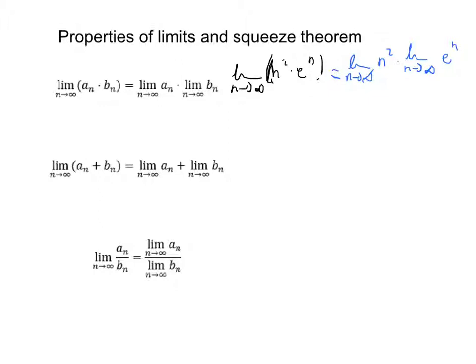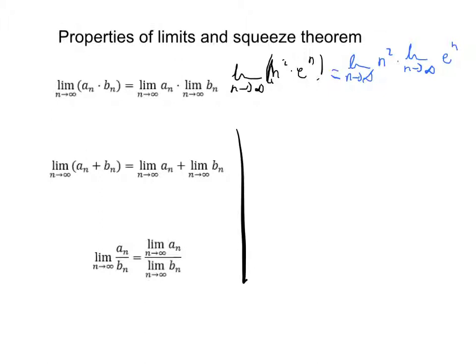And this is something that should be relatively logical. At the end of the day, I'm going to substitute the n for a very large number, multiply by e to the power of a very large number. So I could just do it separately. It's going to be the same thing. And the same thing applies for addition, division, and even for more things.